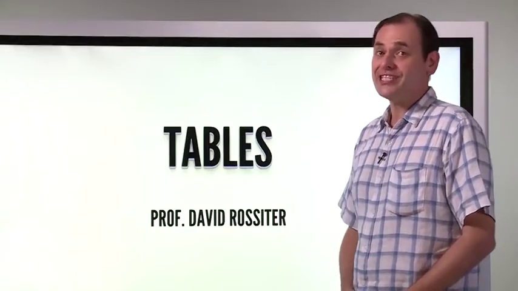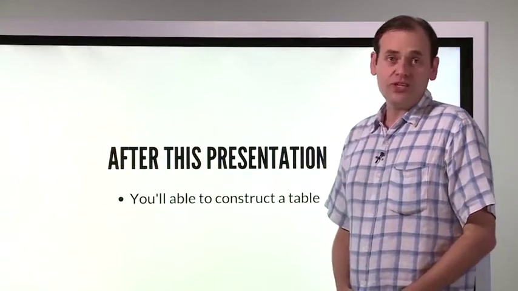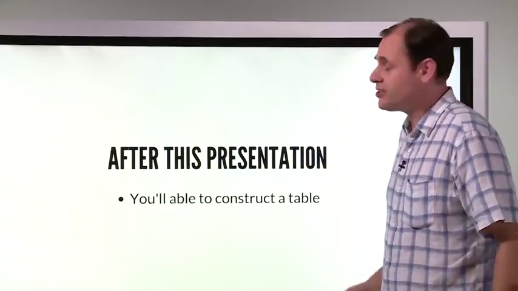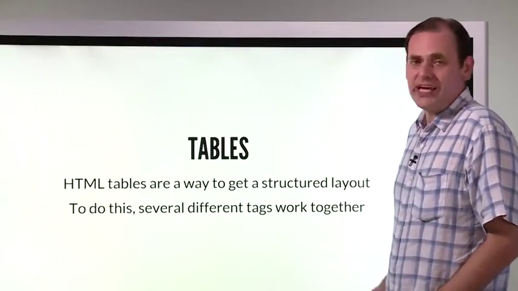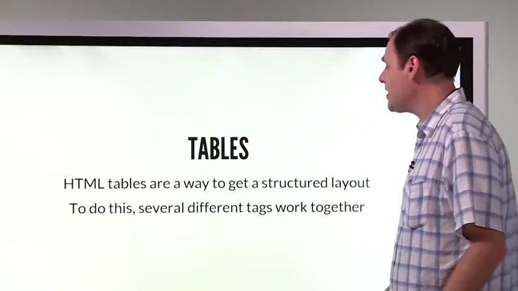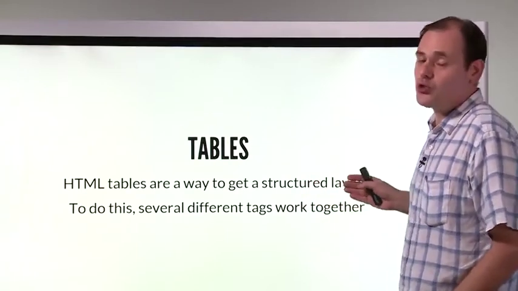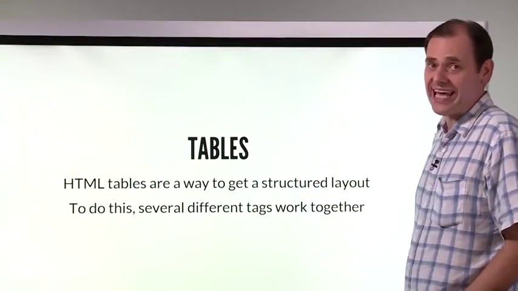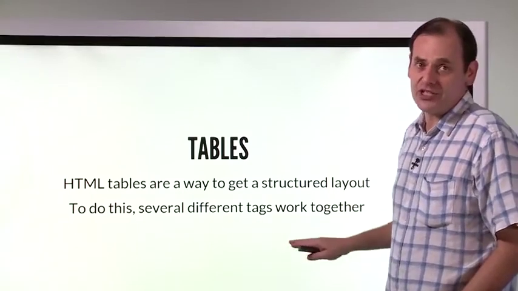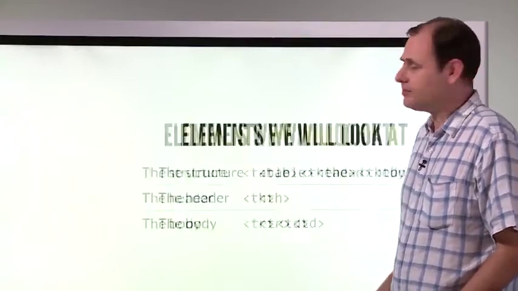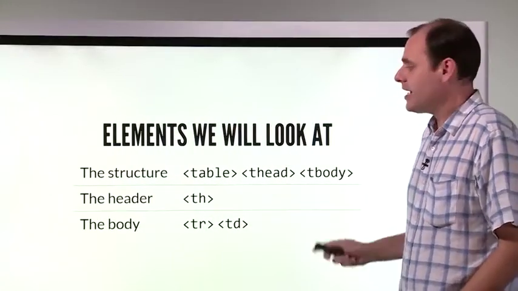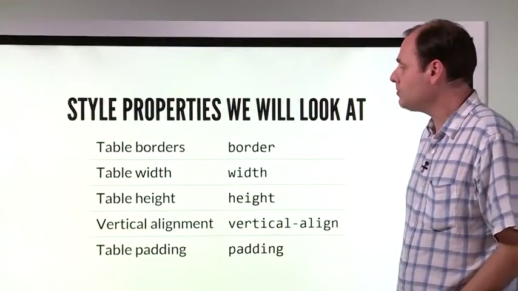All right, let's discuss tables. So, very straightforward. At the end of this presentation, you'll be able to construct an HTML table. HTML tables have been around a long time, basically since the start of HTML, and they're the traditional way to get some kind of structured layout in a web page. To do this, several different HTML elements work together. These are the tags we're going to look at, the elements we're going to look at. Let's start looking at them one by one.